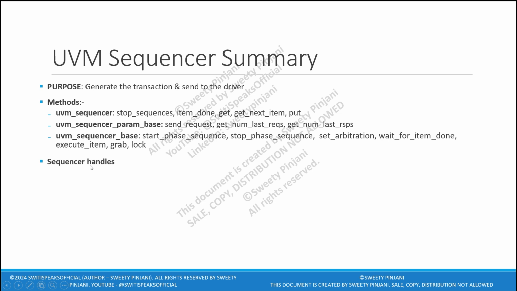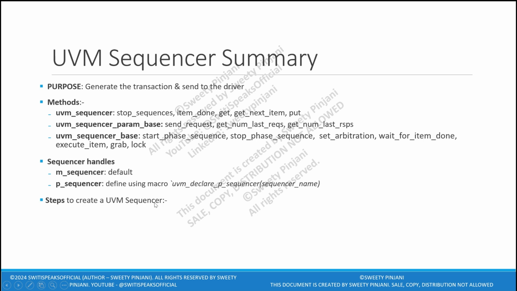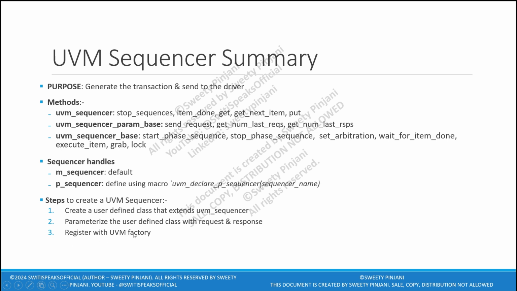Then there are sequencer handles. There were two handles. One was M sequencer, which is default, and then there was P sequencer, which is not default. You need to define it using the macro UVM declare P sequencer and your sequencer name. Then we had seen the steps to create a UVM sequencer. You need to first create a user defined class which will extend UVM sequencer. UVM sequencer is an inbuilt class. Then you will parameterize the user defined class with request and response. Your request is mandatory, response is optional. And then you will register your sequencer with the UVM factory and finally call the constructor new.